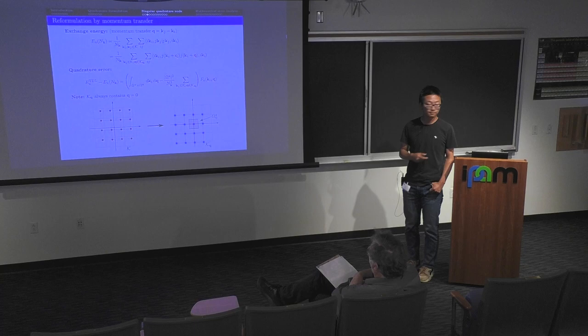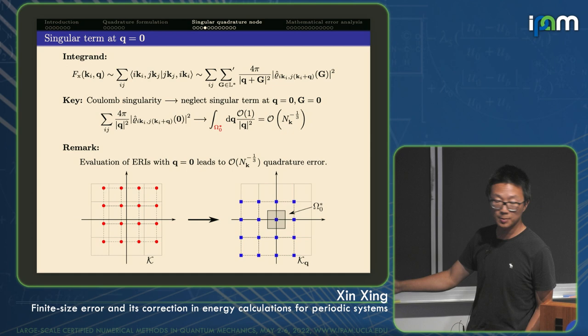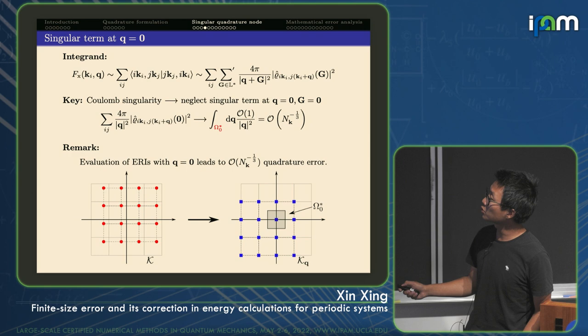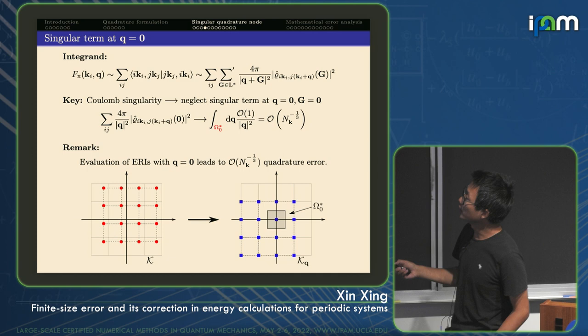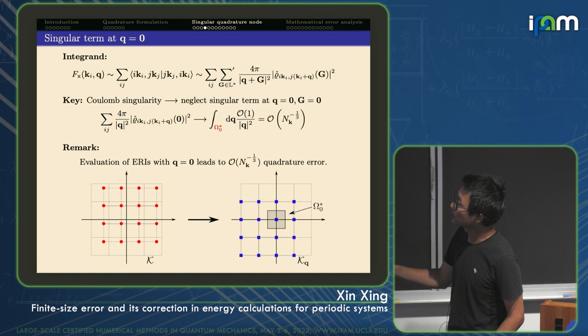Because if we take a look at this integrand f here, it exactly corresponds to the summations of these ERIs. You expand it, you'll find that the momentum transfer vector q, kj minus ki, exactly shows up in the denominator of your Coulomb kernel, 4 pi over q plus g squared. So with the term g equals zero, you can find that this term here is singular at q equals zero.